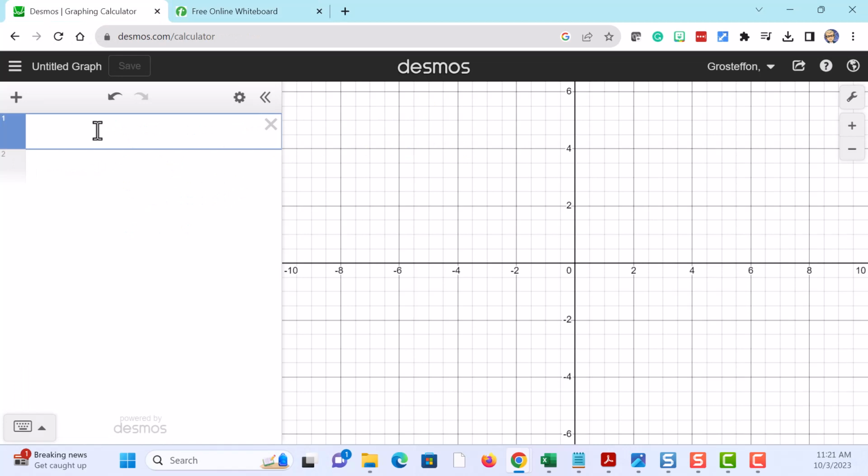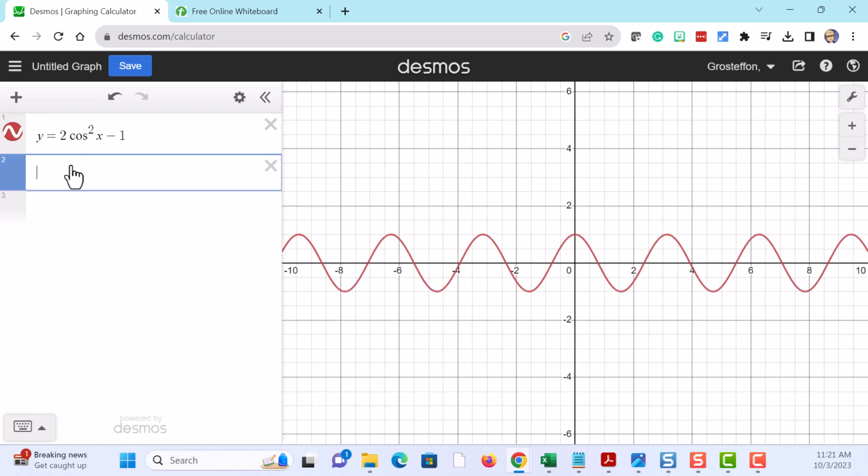In Desmos, I need to enter y as a function of x. So I'm going to enter y is equal to 2 cosine squared x minus 1. Then for y2, I'll enter y is equal to 0. Solutions between 0 degrees and 360 degrees.